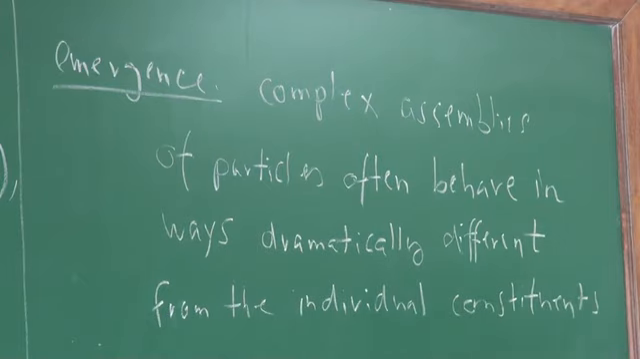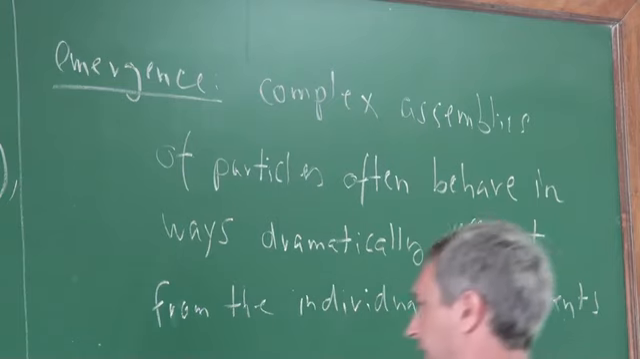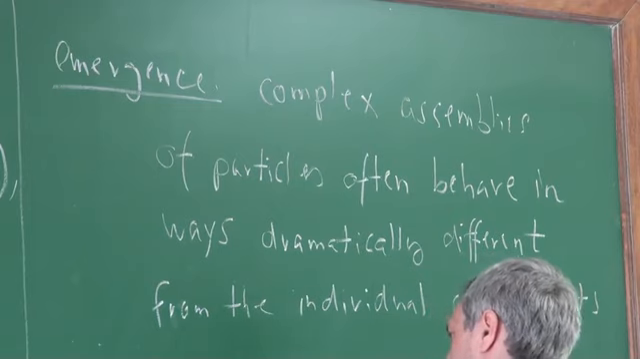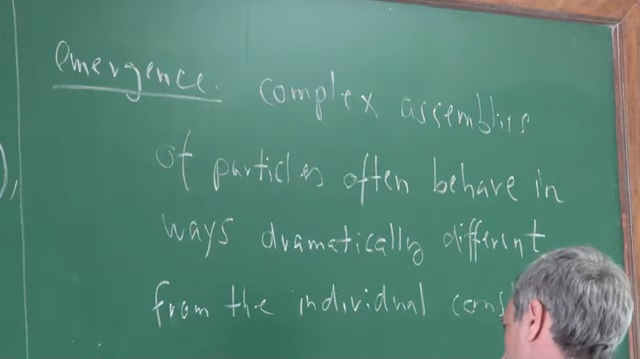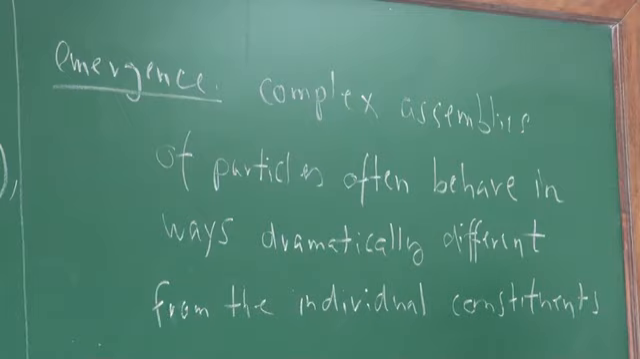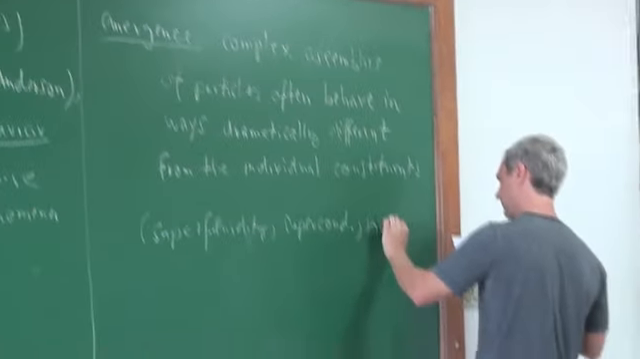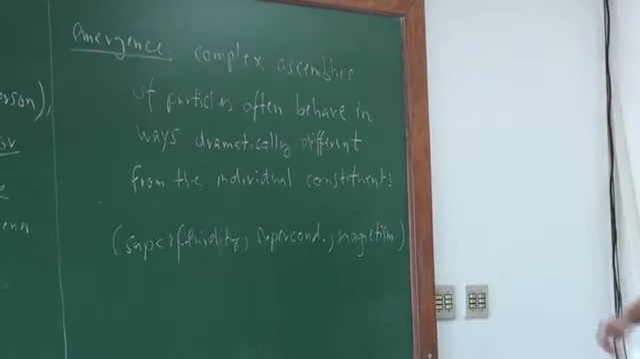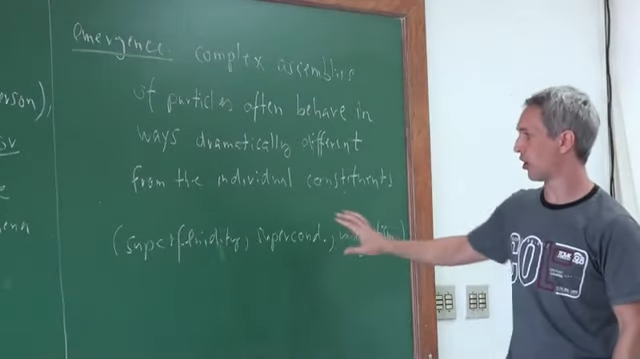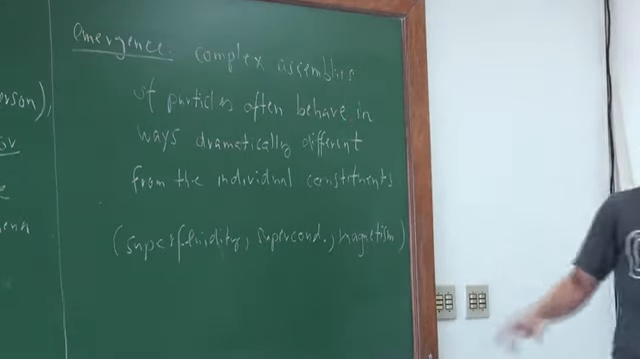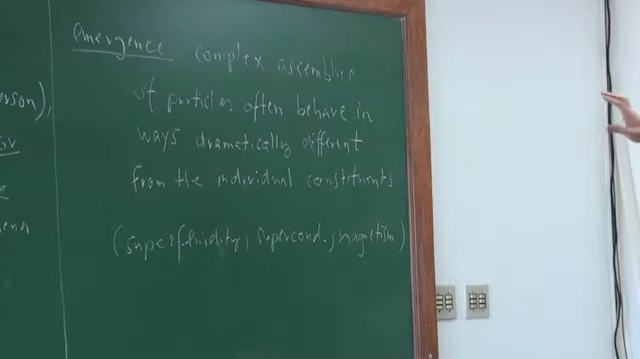The typical examples here in condensed matter would be superfluidity, superconductivity, magnetism, and so on. So these would be phenomenological phases that first appear, and that one has to understand from the collective behavior of these individual particles. This makes it very interesting.